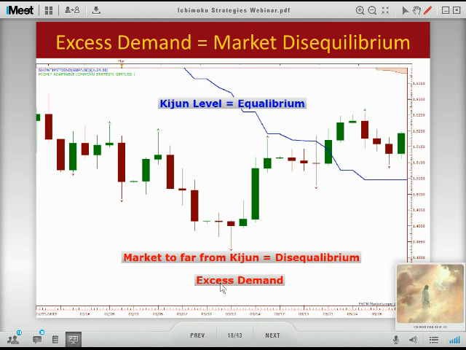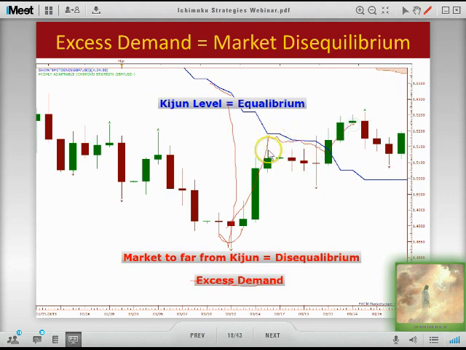All right, so the Kijun-sen up here is equilibrium. The market is far from equilibrium with excess demand down here. So here the market is too far away from the Kijun-sen. We're at disequilibrium. The market wants to pull back towards the Kijun-sen, and there it does. Pulls back towards the Kijun-sen. Then it crosses over the Kijun-sen. There we may have a change of trend direction. We start looking to see what the market's going to do, if it's going to go the other way.